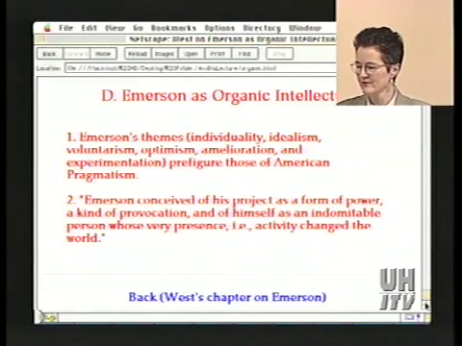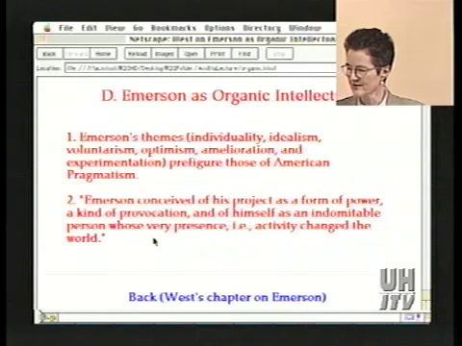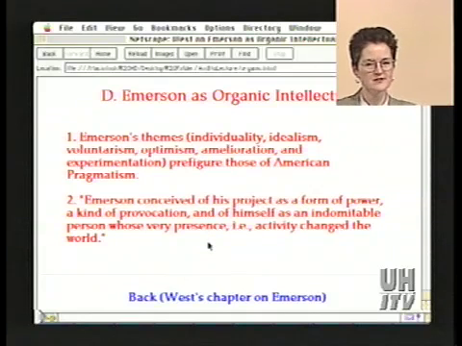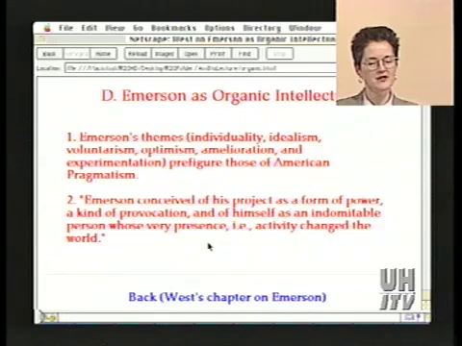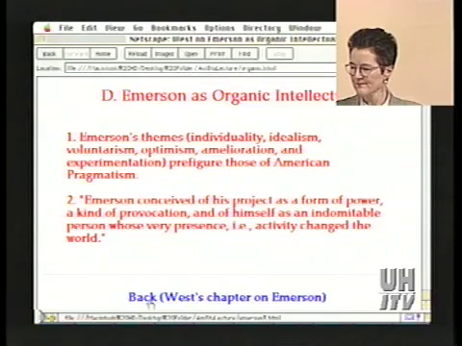Secondly, here's another quote from West. Emerson conceived of his project as a form of power, a kind of provocation, and of himself as an indomitable person whose very presence, that is, activity, changed the world. That is to say, being an organic intellectual means you're connected. That's really the key thing. You're connected to your culture, you're inspiring art, you're dealing with moral and social problems of the day, you're speaking to those issues.